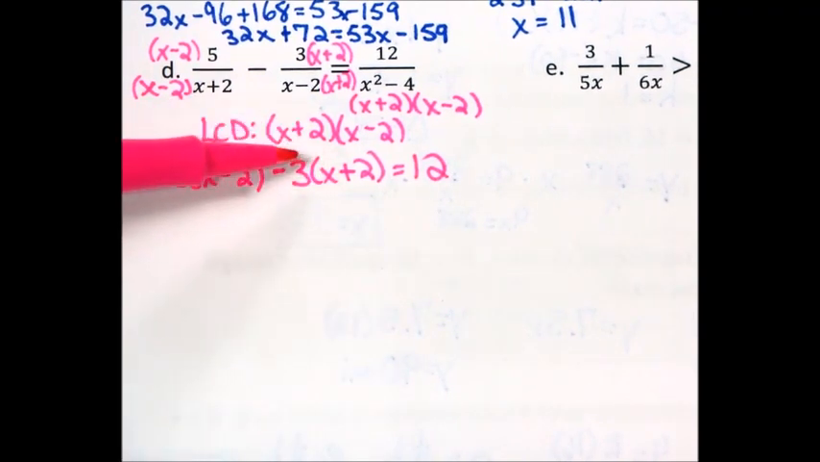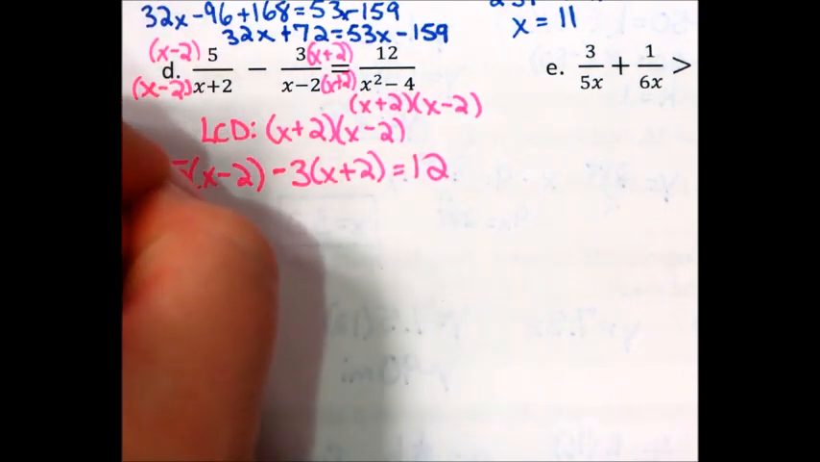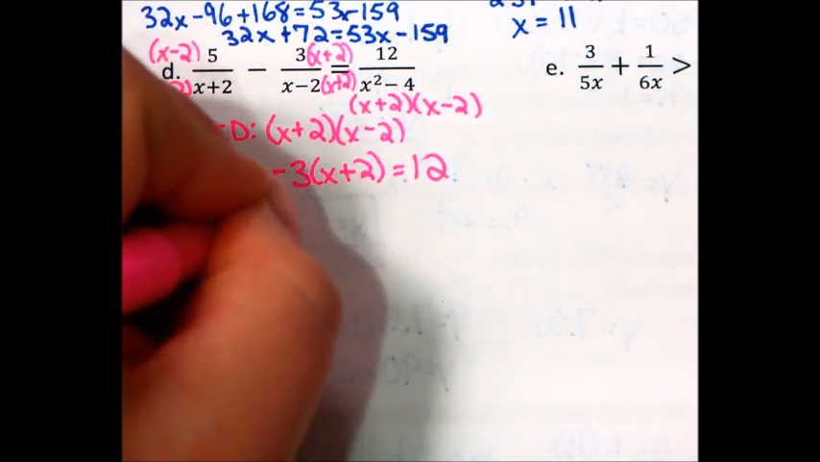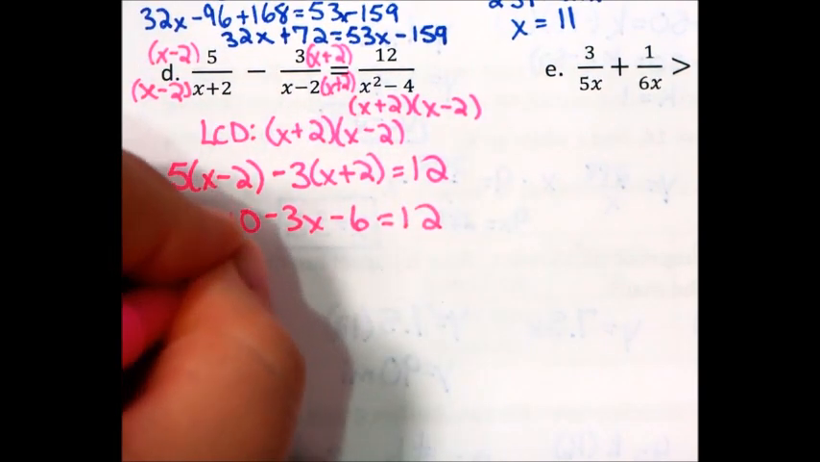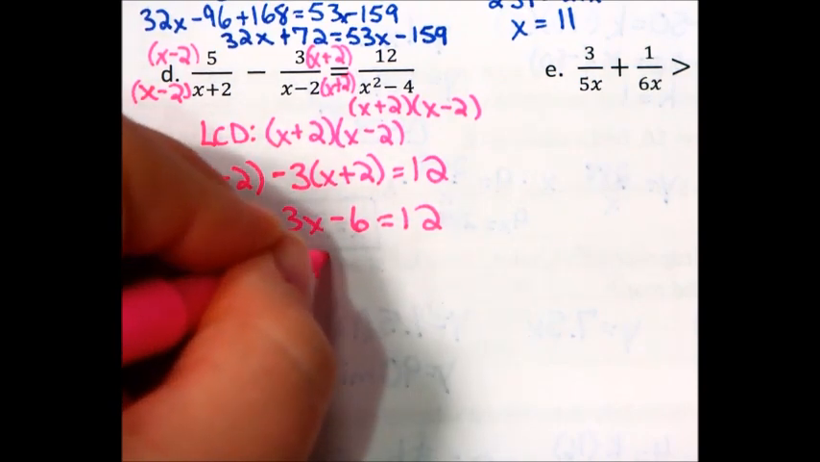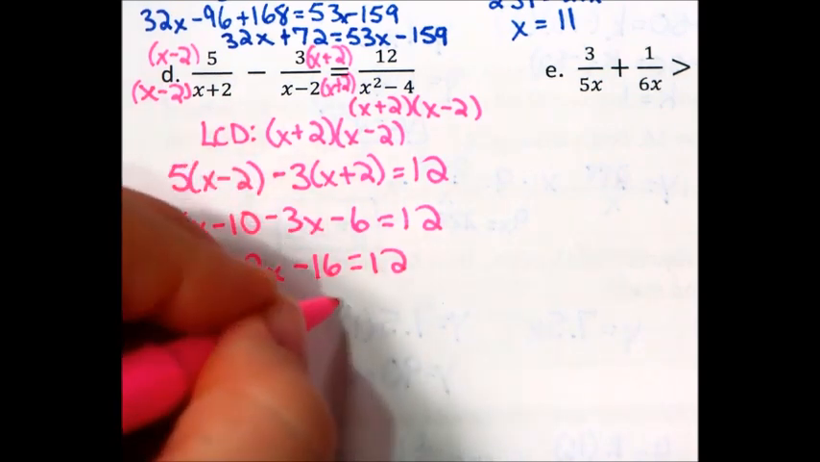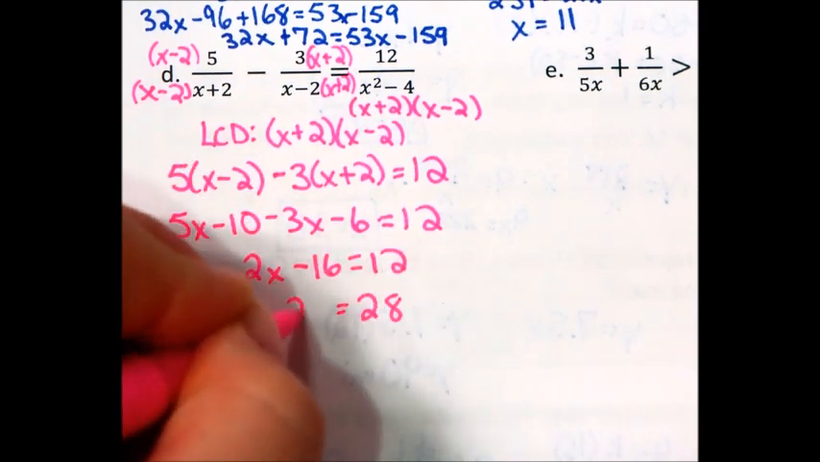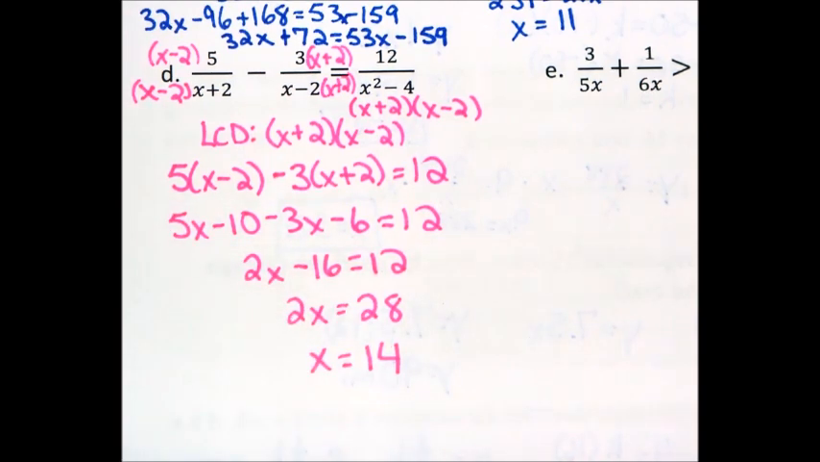Before you pause this video to solve this, I just want you to remember you're going to be distributing a negative 3 all the way across. So pause the video and see if you get the same answer as I do. You should have gotten that x equals 14.